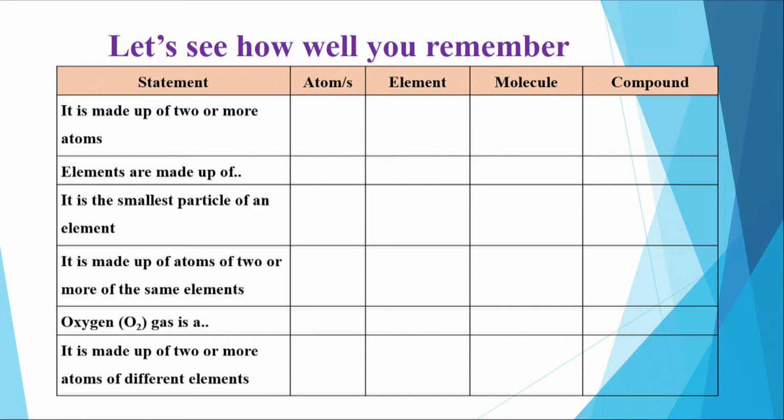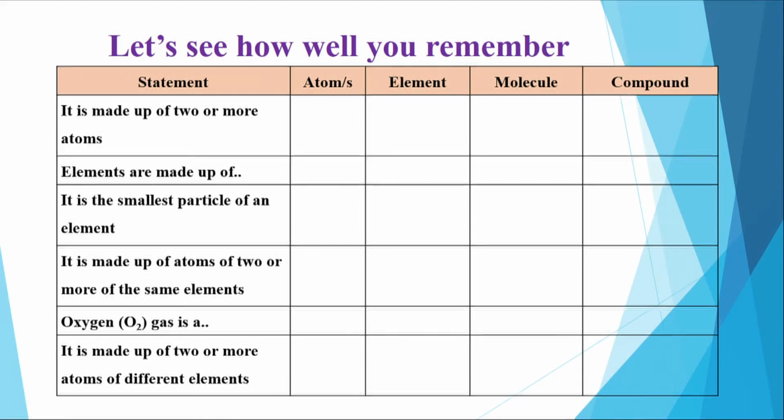So our table consists of statements, and then you have various categories: your atoms, your element, your molecule, and your compound. So your first statement, it is made up of two or more atoms. So you have to choose either one, or it could be more than one from these columns.